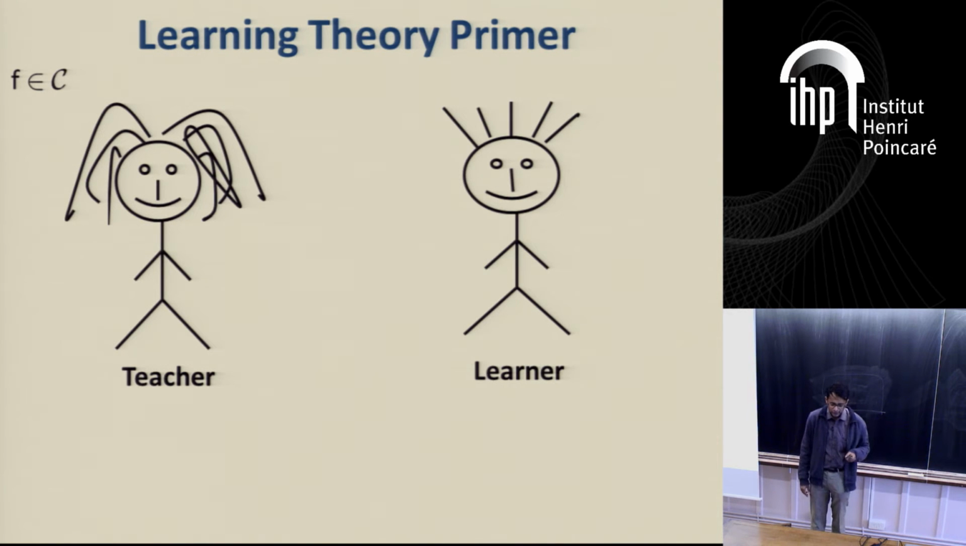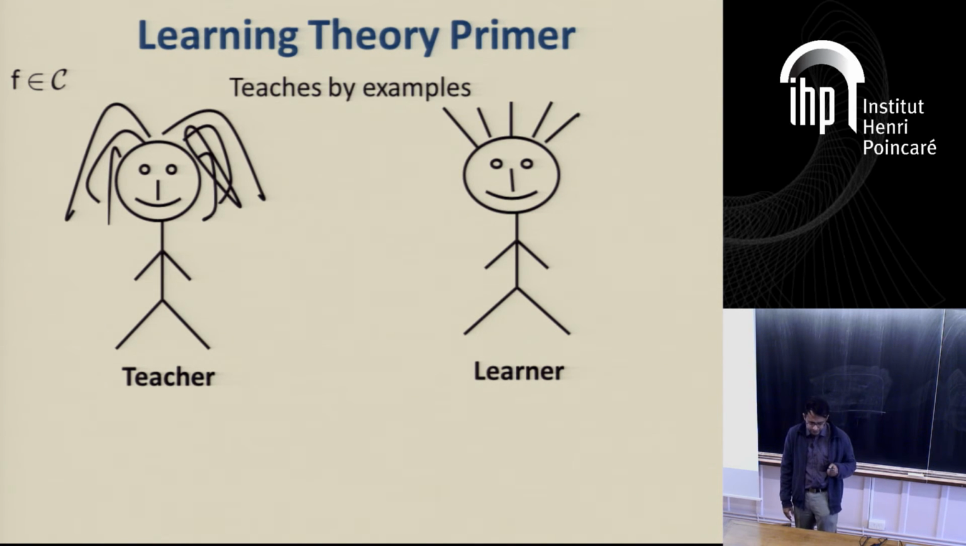So in computational learning theory, there's a teacher and there's a learner, and there's a concept class, a set of functions. The teacher holds a particular function called the target function from this set of functions, and the learner is trying to learn the function that the teacher holds. The learner knows about the concept class, and the setting is the following. The teacher is going to teach by example, so there's some distribution unknown to the learner, okay?